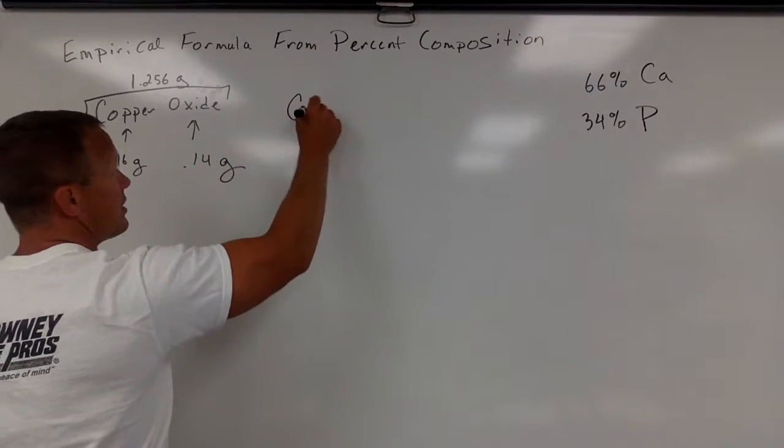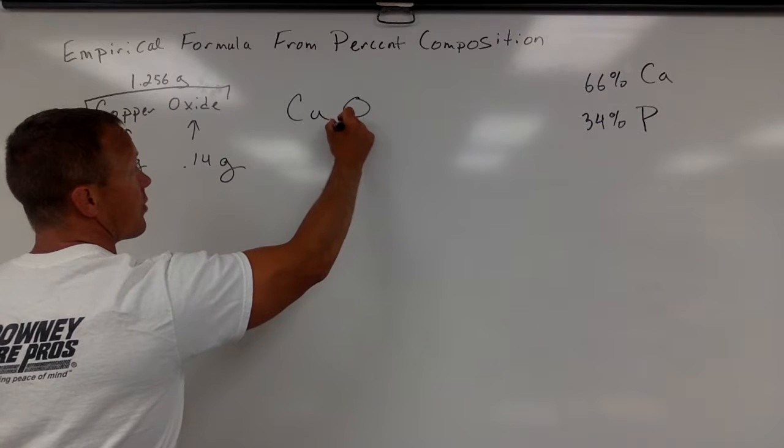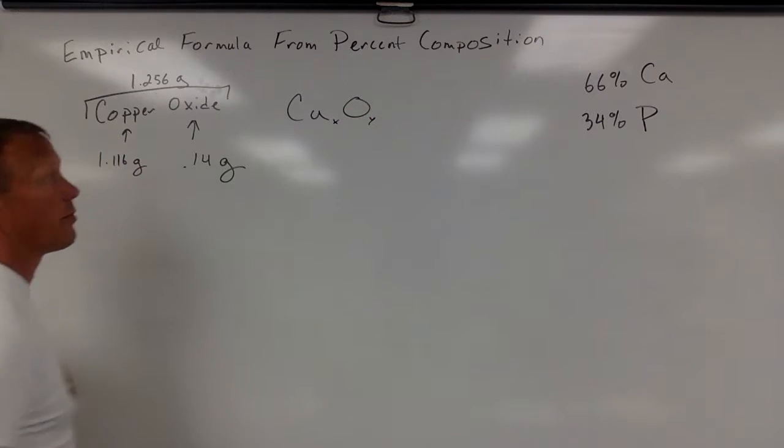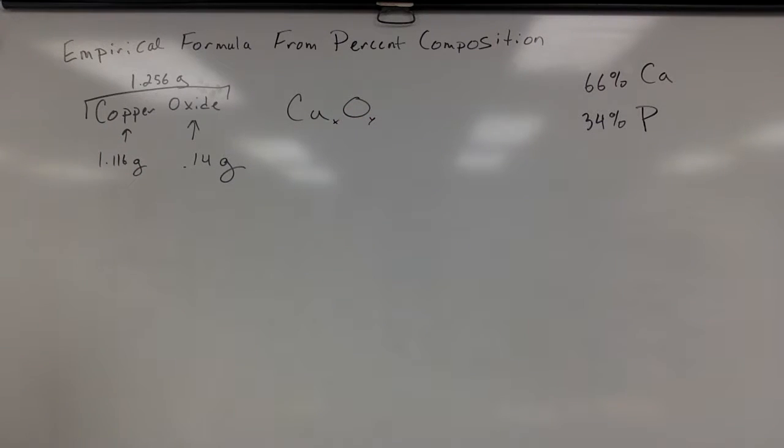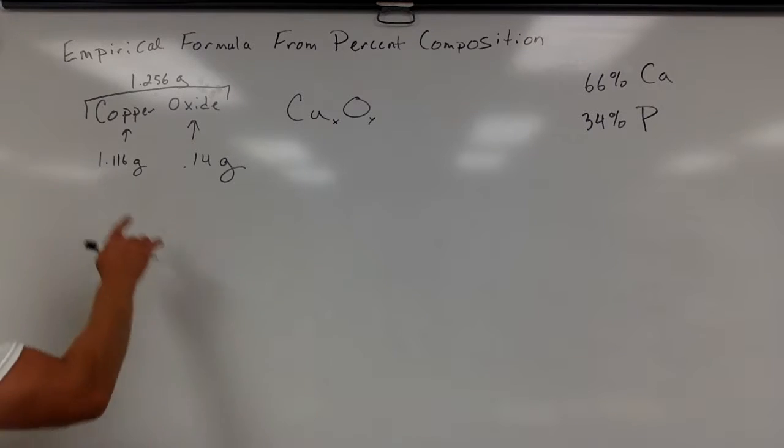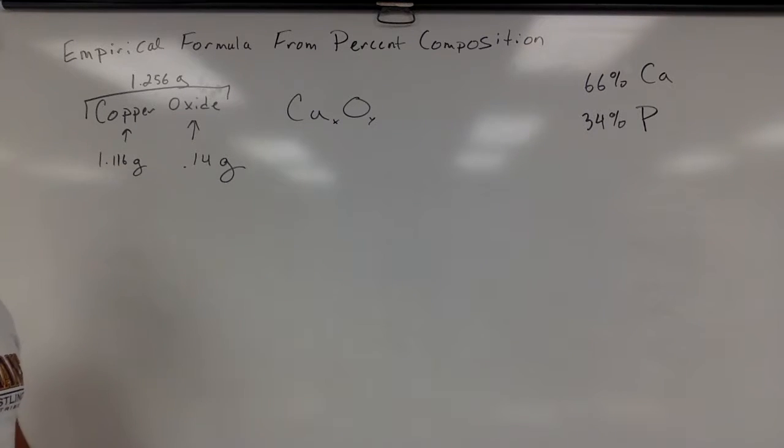So we're trying to get the formula of this copper oxide. We obviously know it's Cu. We're just trying to figure out what number goes there and what number goes there. Is it a 1-to-1 ratio? Is it 2-to-1? What is it? So we need to change these into moles. We can't just get the ratio in grams. Remember, change these into moles.